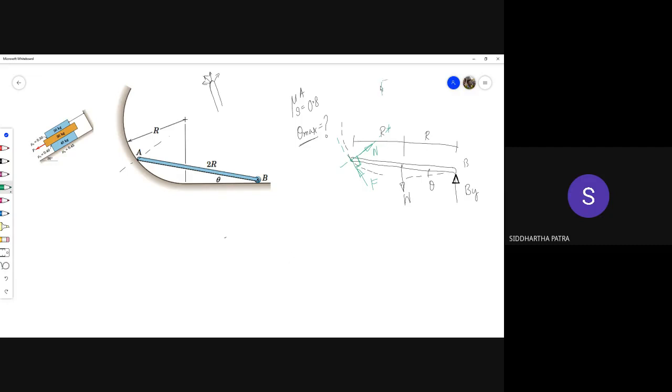Now, since we're considering the maximum theta value, F is obviously the limiting one. That is, it is about to slide, but still is not. So what is the next thing? To find out the direction of the normal force and the friction force, I can give you some hint. And this problem is, again, an assignment.